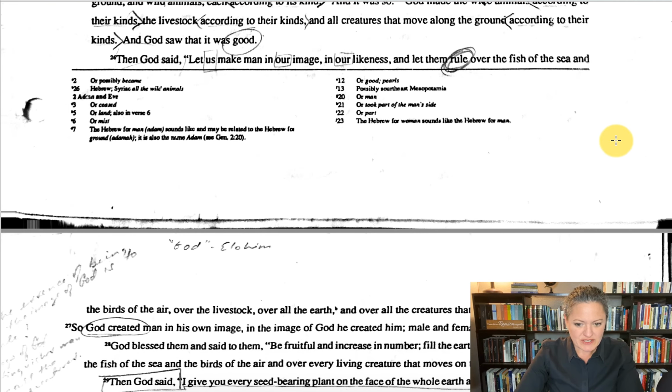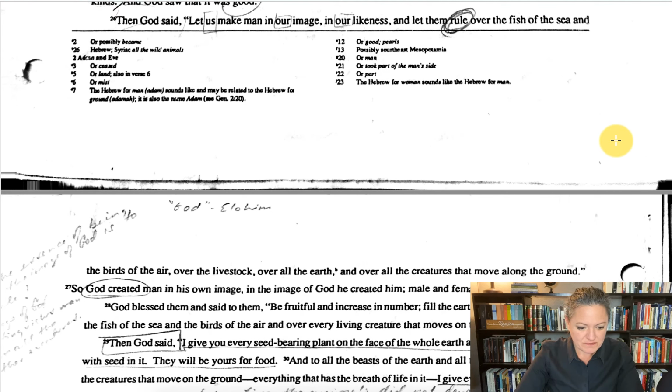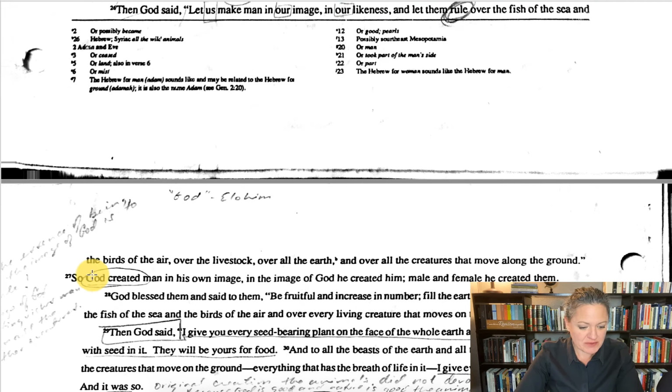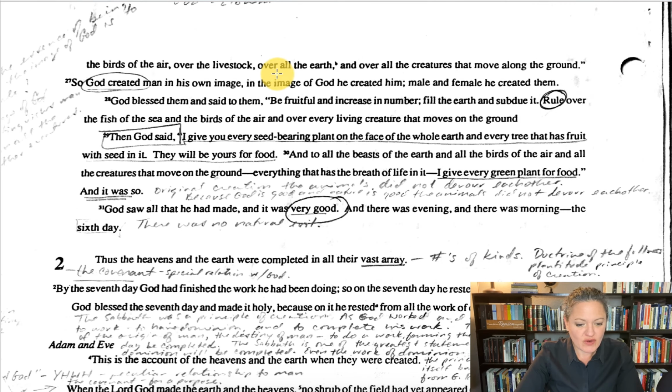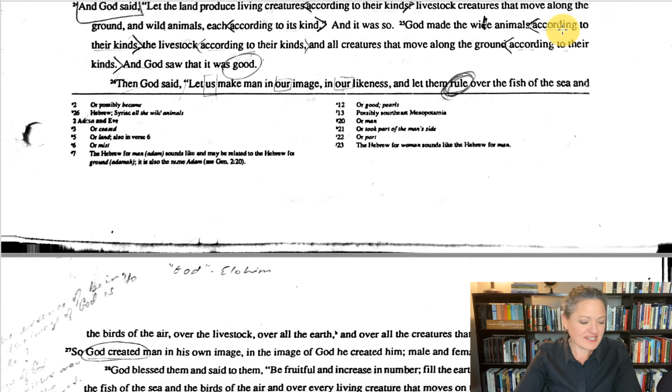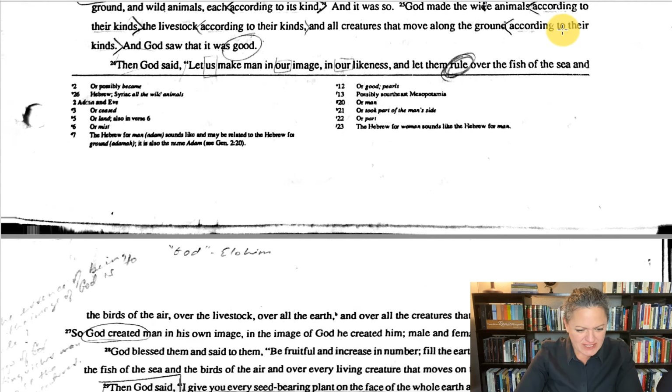Now we get to the creation of humans. Let's look at this. Then God said, "Let us make man in our image, in our likeness, and let them rule over the fish of the sea and the birds of the air, over the livestock, over all the earth, and over all the creatures that move along the ground," which would include Kino down here. He doesn't like that. All right, so let's go back to this.